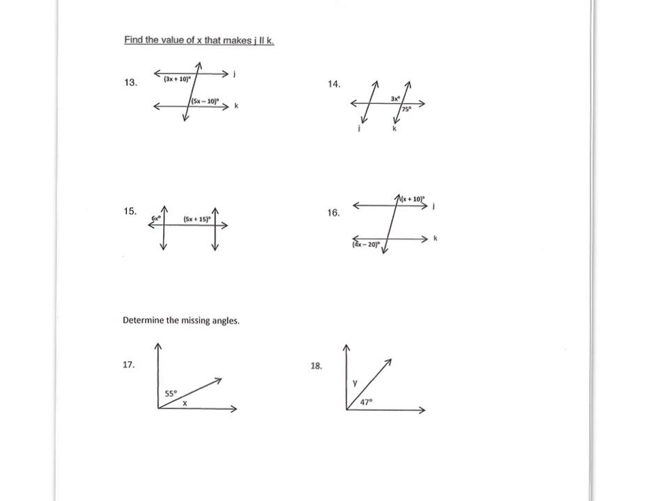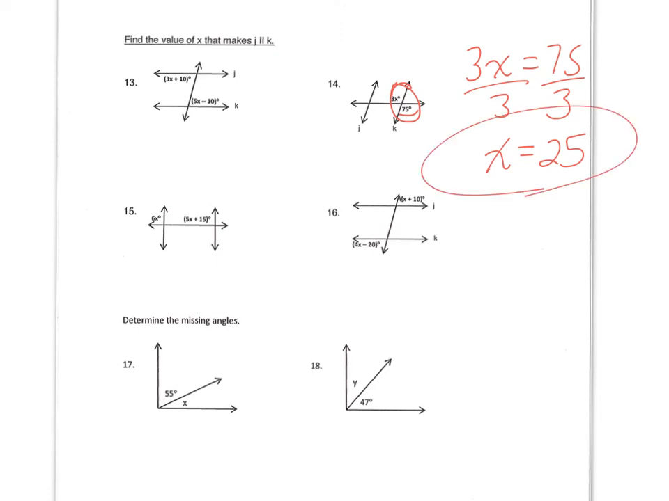Okay, for the next page, it's very similar. Let me do, for example, number 14. All right, I want to know x. So we know these two are vertical angles, and vertical angles are equal to each other. So we're going to do 3x equals 75. Divide by 3 to both sides. X equals 25. Right? Yes, that is my answer right there. Does that make sense? And that's all you have to do.